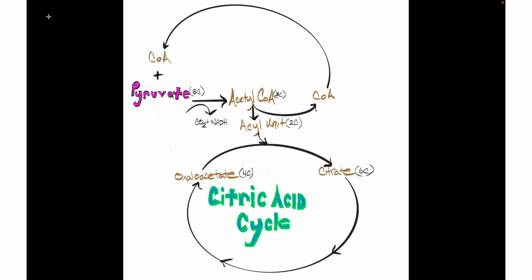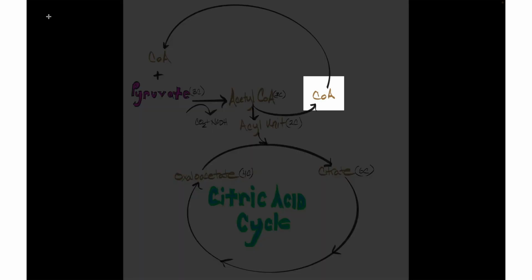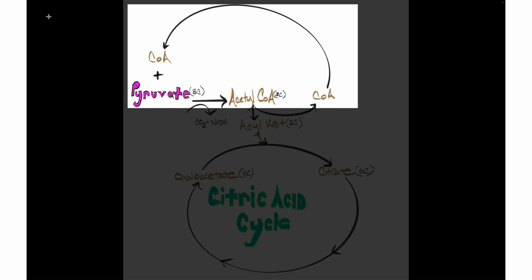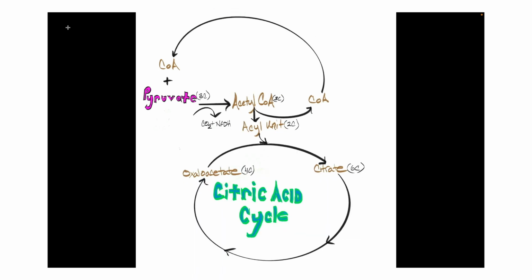One thing I want to point out is acetyl coenzyme A, like pyruvate, is a 3-carbon molecule. It breaks down into the acyl unit, which is a 2-carbon molecule, which leaves us one more carbon, and that is this coenzyme A. That is to say, acetyl coenzyme A is broken down into that acyl unit and a coenzyme A. And that coenzyme A will be recycled back to react with another molecule of pyruvate.